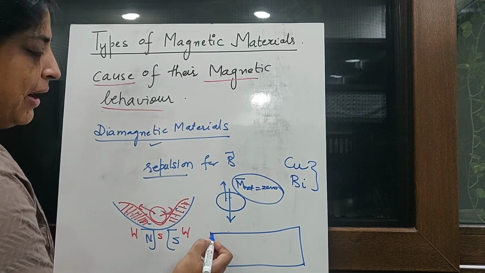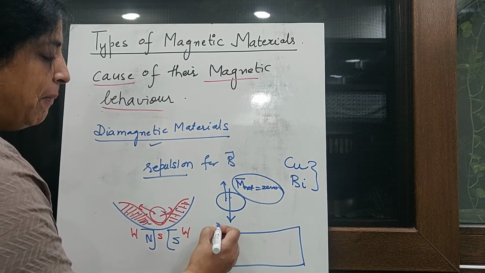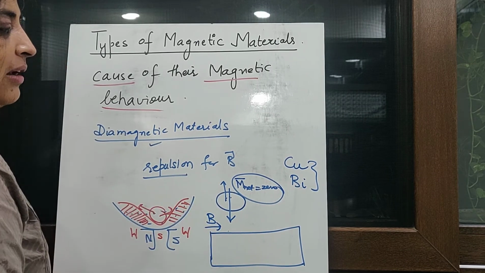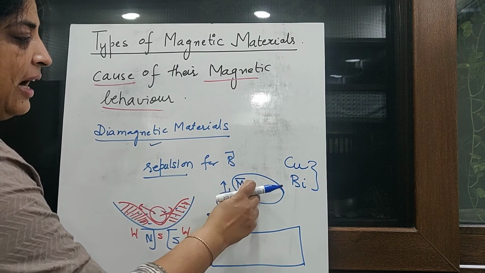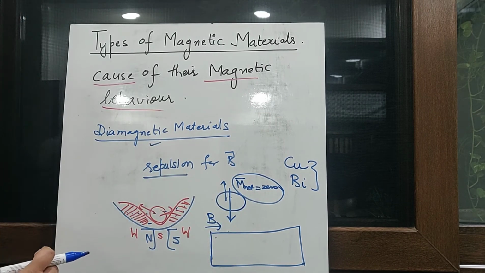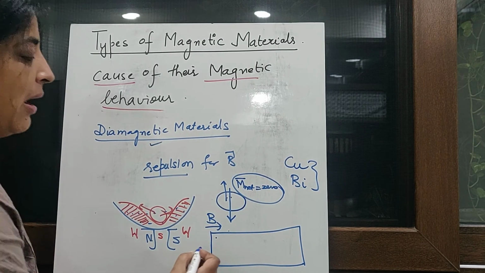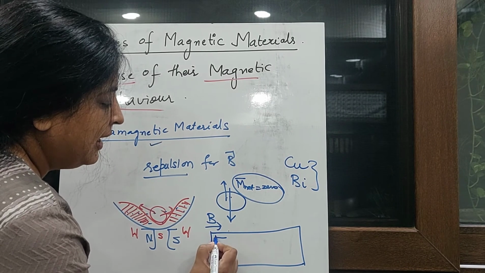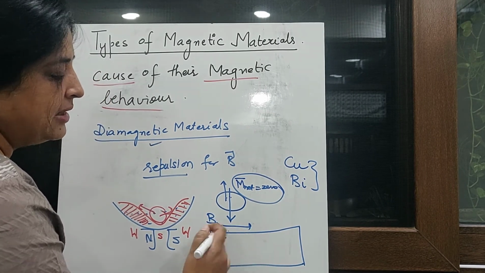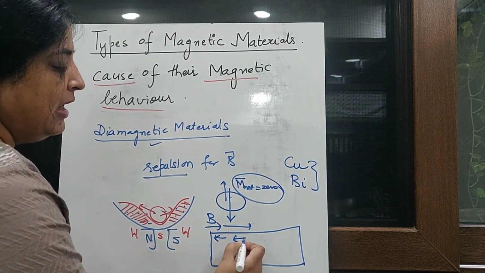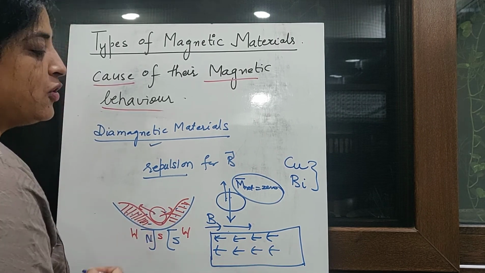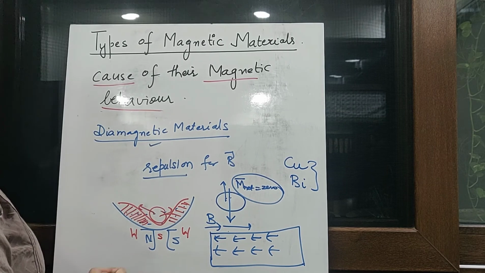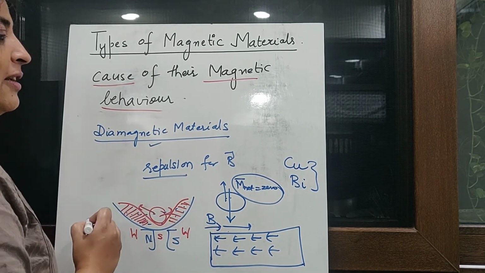Then when you keep it in the presence of a magnetic field, every atom which had net magnetic moment 0 will develop a magnetic moment in the direction opposite to the magnetic field. So the individual atom will develop a magnetic moment opposite to the direction of the magnetic field. Fine. And what is the reason for this?